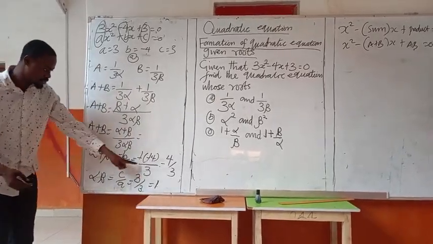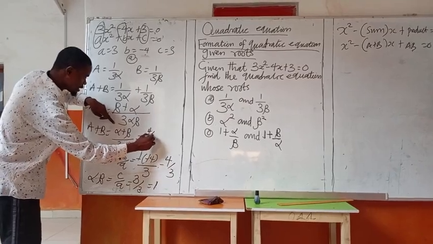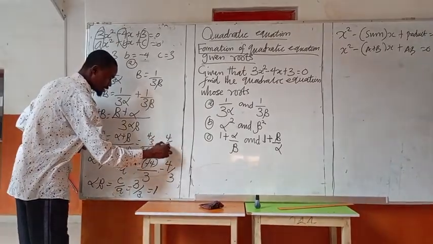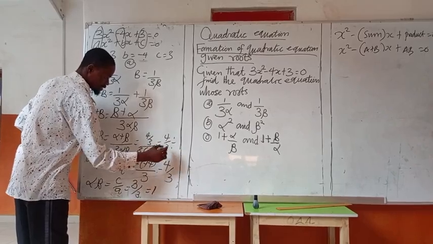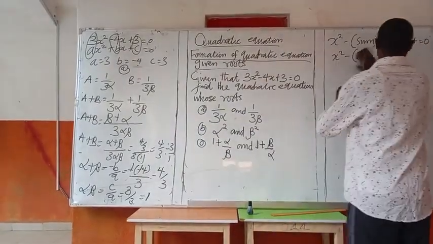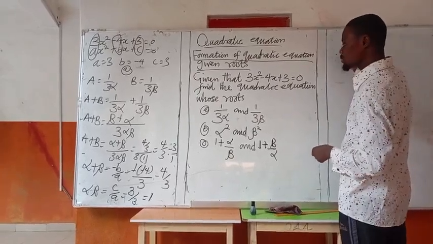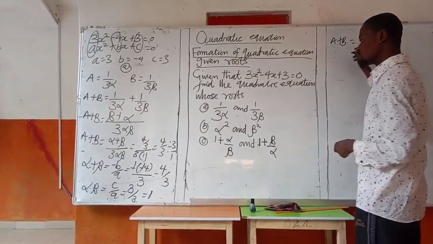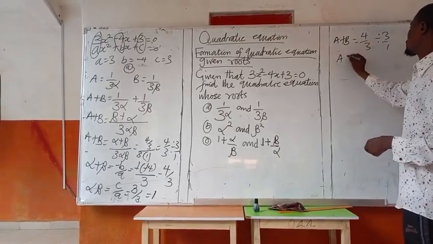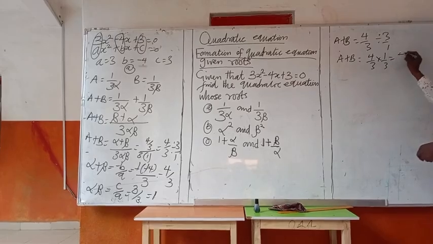So I will now put it into this formula. Alpha plus beta is 4 over 3, all over 3 open bracket alpha beta, which is 1. Which means I have 4 over 3 divided by 3 times 1, we have 3 over 1. So A plus B is equal to 4 over 3 divided by 3 over 1, which is the same thing as 4 over 3 times 1 over 3, which is 4 over 9.